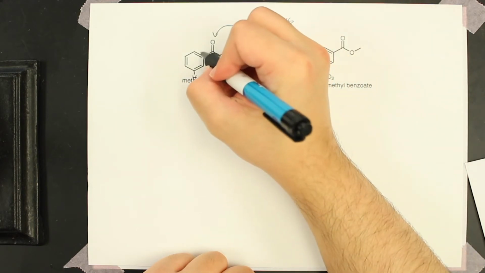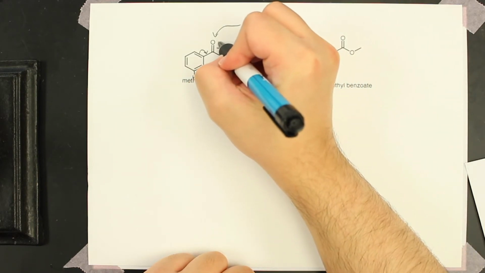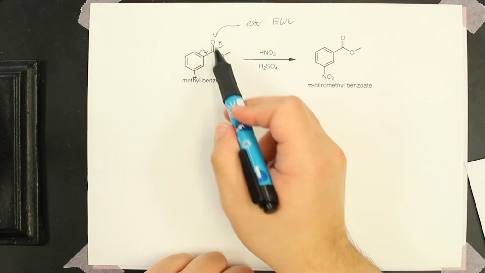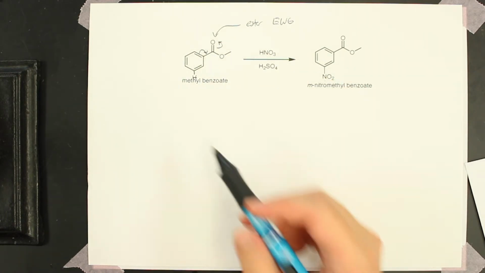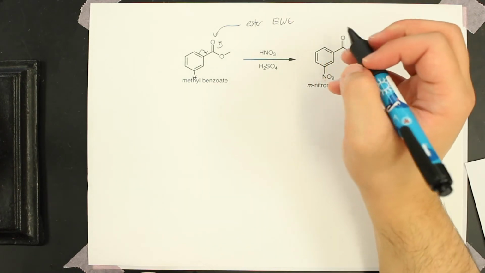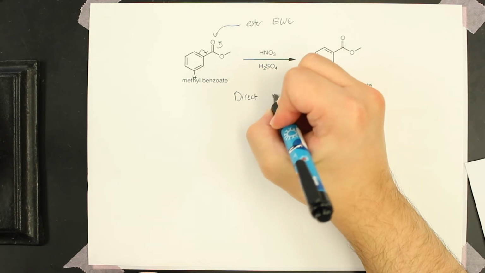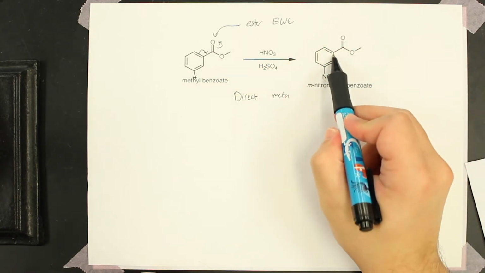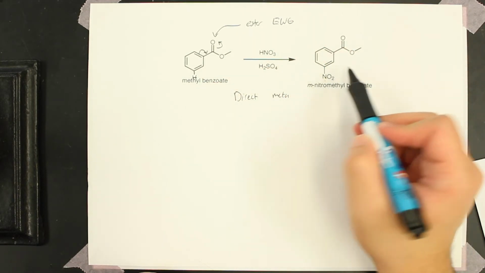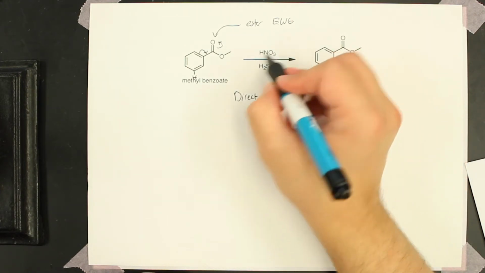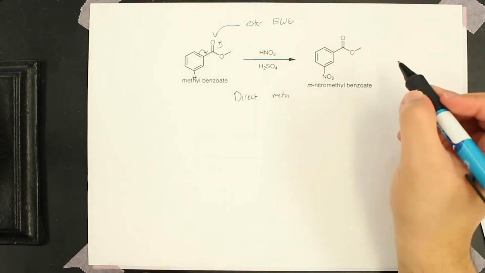Okay, so you might be able to draw a resonance structure where electrons come out of the ring and into the oxygen here. So because it's an electron withdrawing group, it's going to direct the nitro group to the meta position. So you can see that this nitro has been added to the meta position here. Let's talk a little bit about the mechanism of how this occurs, how the nitro group is actually attached to the ring.